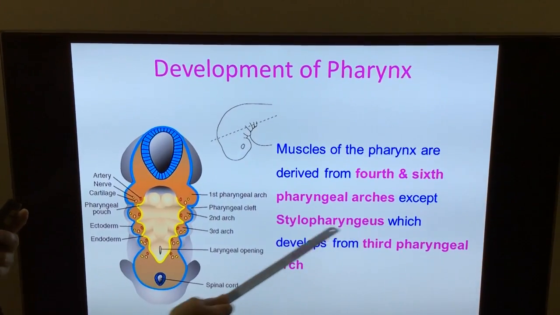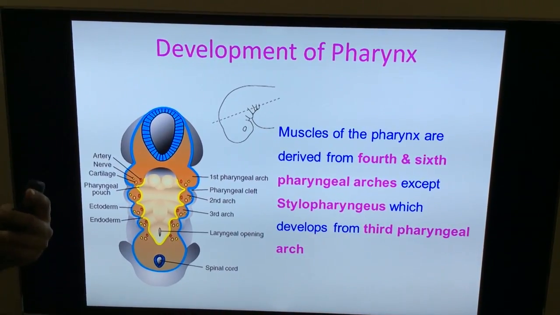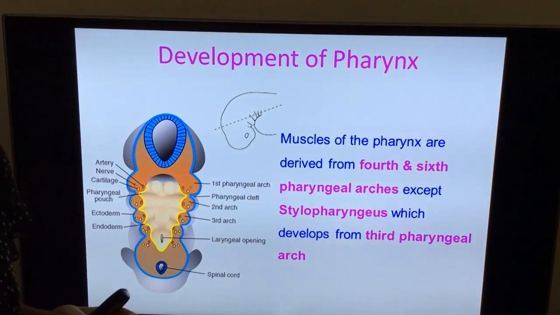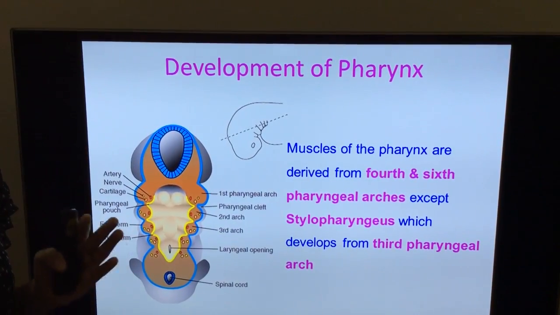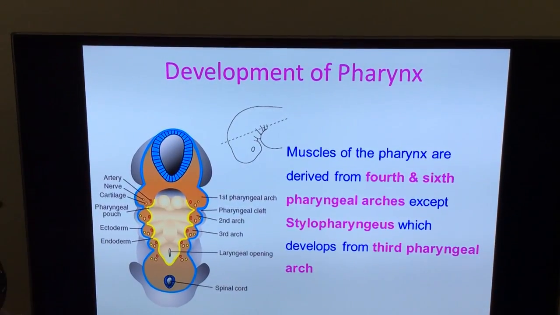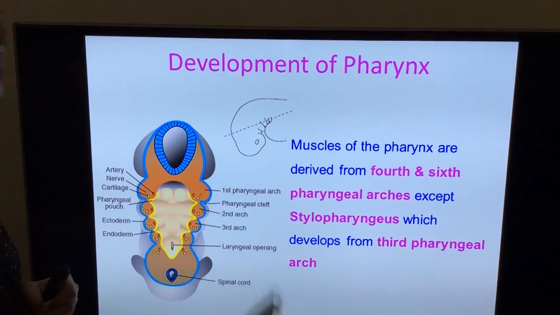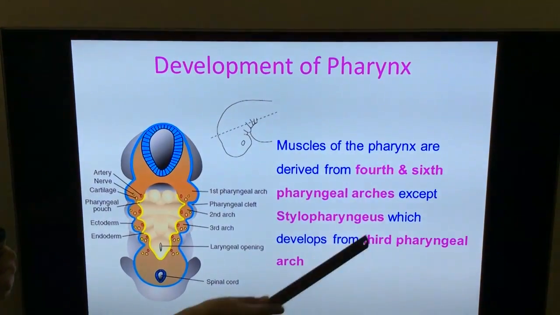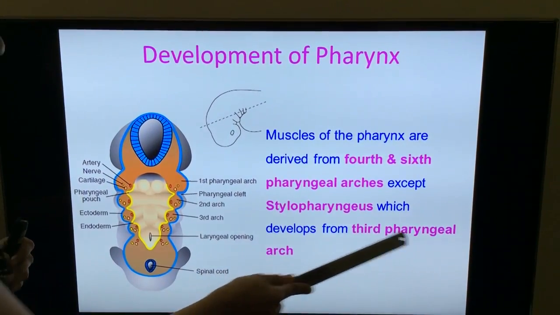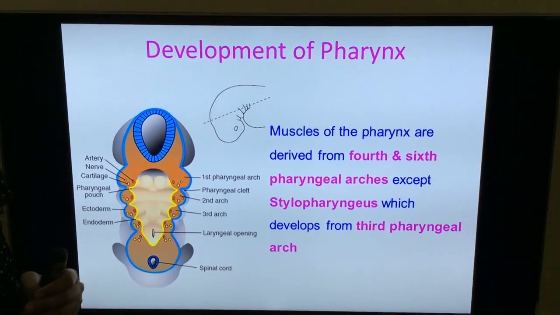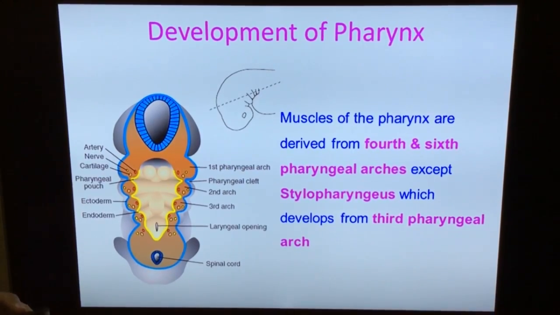Except there is one muscle called stylopharyngeus, which develops from the 3rd pharyngeal arch. So you had learnt in gross anatomy, all the muscles of the pharynx are supplied by the vagus nerve, the 10th cranial nerve, except stylopharyngeus, which is supplied by the glossopharyngeal because it is derived from the third pharyngeal arch, and the nerve of the third pharyngeal arch is the glossopharyngeal. So since this muscle is derived from the third pharyngeal arch, it is supplied by the glossopharyngeal nerve. So this you have to remember. This is about the development of the tongue and pharynx.